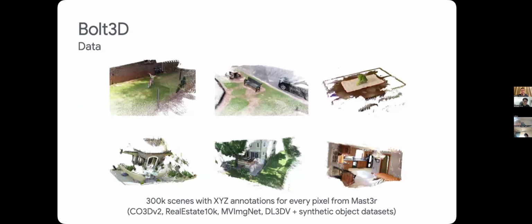To train this model, we created a large data set of 3D scenes. We ran MASt3R, a recent 3D structure-from-motion pipeline, on all scenes from CO3D, RealEstate10K, MVImgNet, and DL3DV. This was necessary so that all of our data has dense XYZ annotations for every image, making this data suitable for diffusion model training. Together with synthetic object data sets, this allowed us to train our generator on a large scale data set.